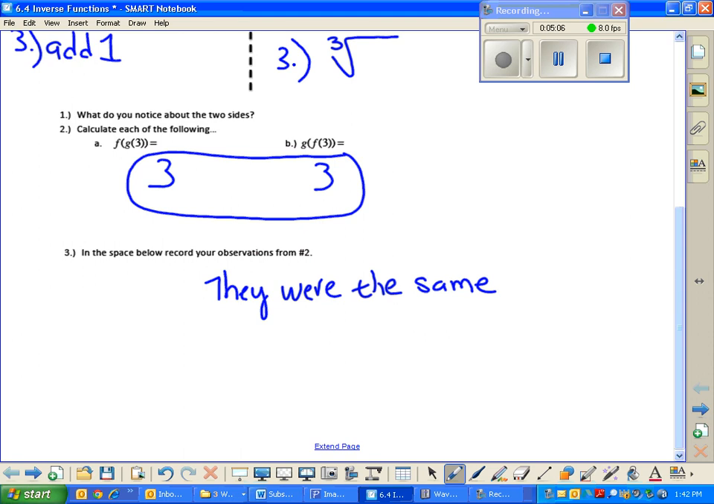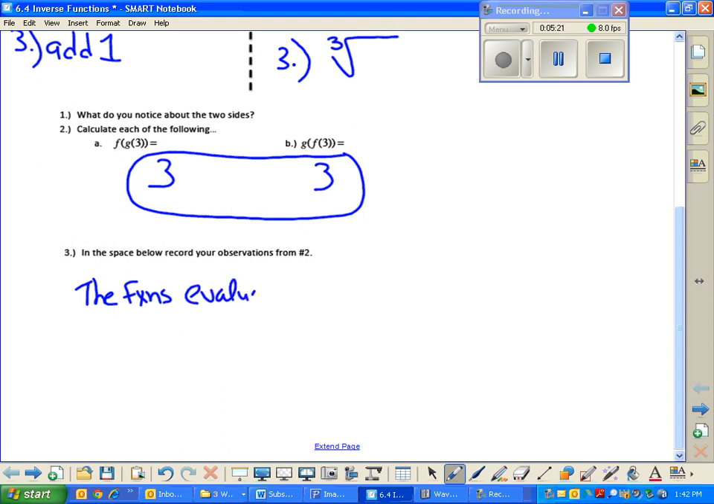I used a pronoun. I don't really like that. The functions evaluated to be both 3. Say that. Okay. I know I pick on pronouns. I should be more cautious about it myself, right? So the outputs were the same.